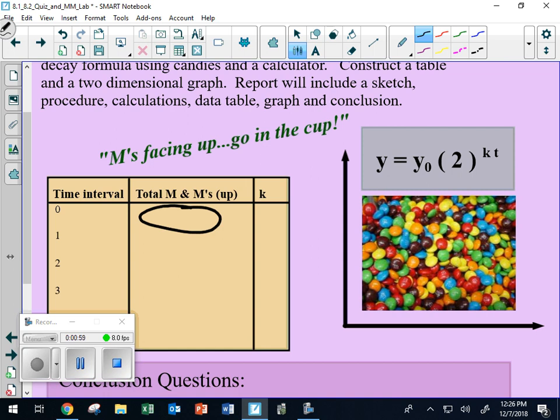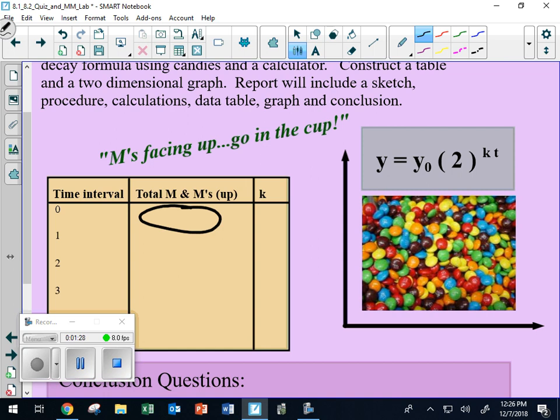When you pour them out on your placemat, some of them are going to be M facing up, some of them are going to be M facing down. If the M is facing up, it goes in your cup. Please say that. Okay, if it is facing down, leave it on your paper. You don't need to worry about it anymore. Okay? Once it is back in your cup, you do the same thing.